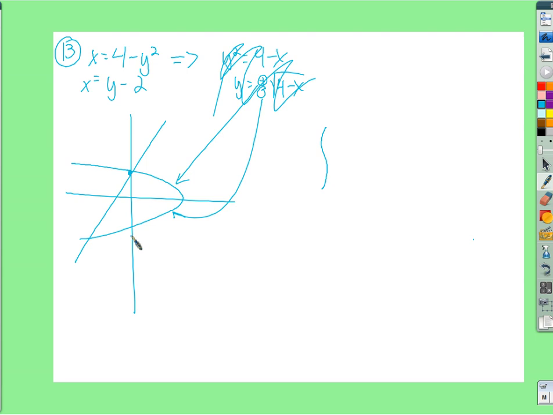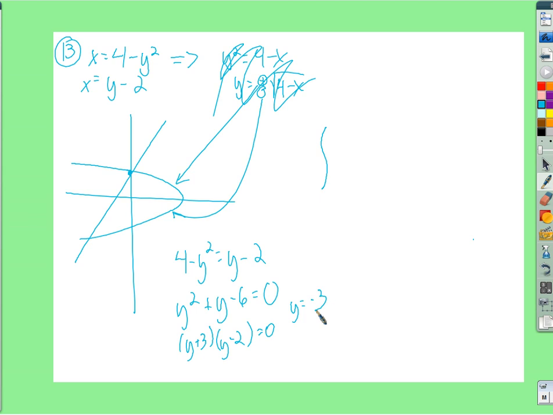I thought we were going to get them at the same time. Except for these two points. I was saying if the x values come out to be the same, figure out what the y values are back around here. So, 4 minus y squared is y minus 2. y squared plus y minus 6 equals 0. Factor it: y plus 3, y minus 2 equals 0. y equals negative 3, y equals 2. Those are the intersection points.